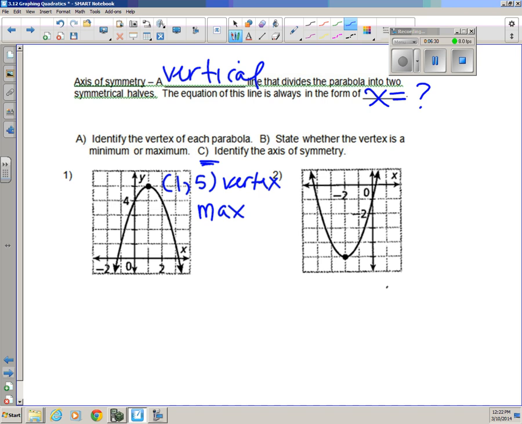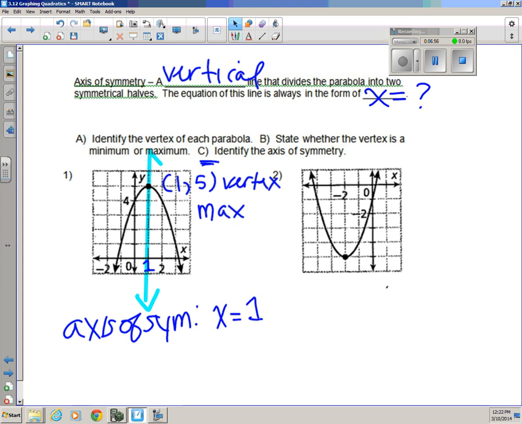Identify the axis of symmetry. Well, that's the equation of the vertical line that goes right down through that vertex. So this is the axis of symmetry line. Here it is. Well, what's the equation? The equation is what's the x coordinate it goes through. The x coordinate is 1. So the axis of symmetry is the equation of x equals 1. The axis of symmetry, by the way, is all about what the x is, okay?